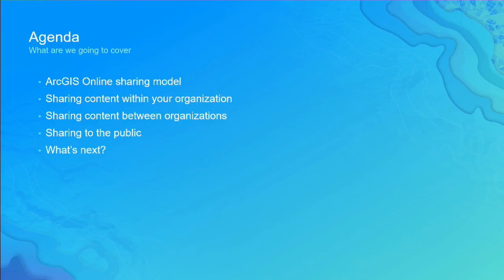So we're going to talk about the ArcGIS Online sharing model, what that means and what you can do with it, whether that's sharing content within your organization, sharing content between organizations privately, or sharing to the public. And then we're going to talk about some of the things that are coming next.